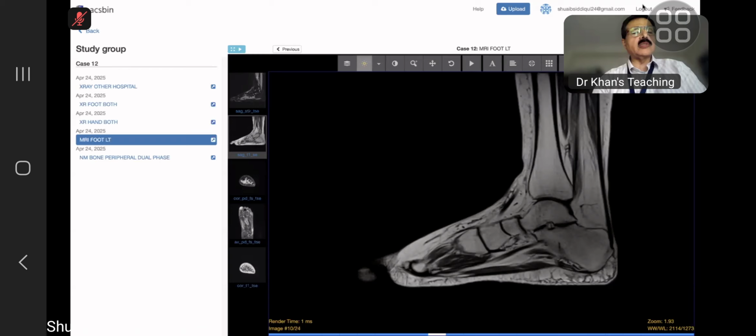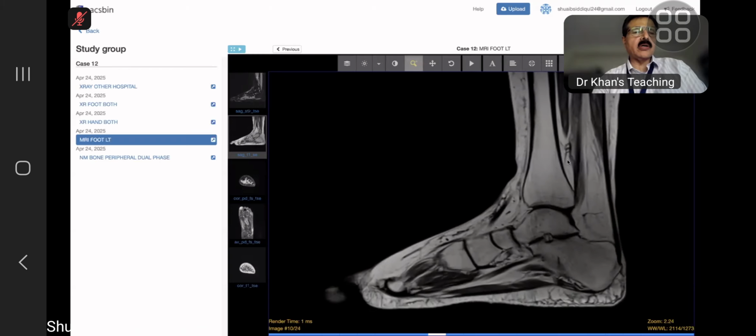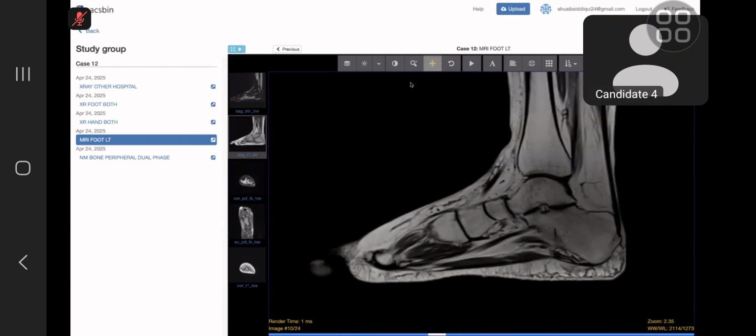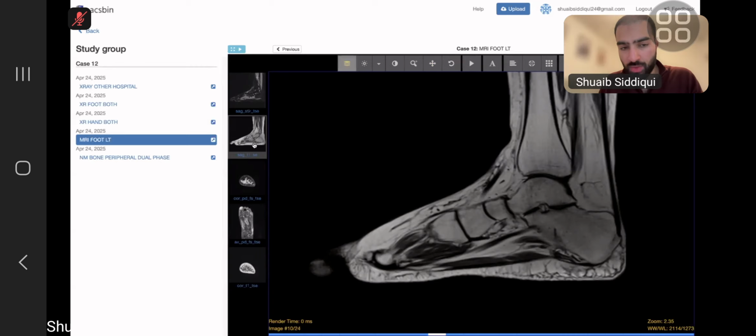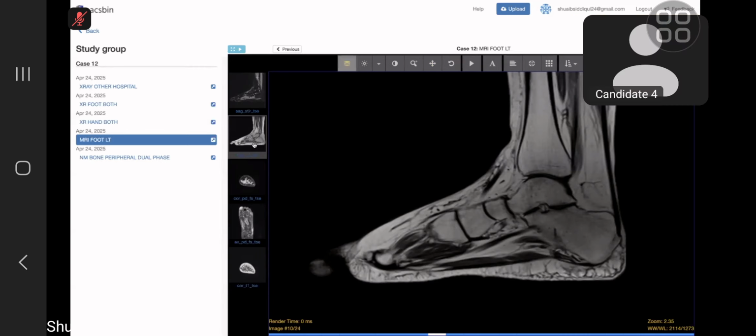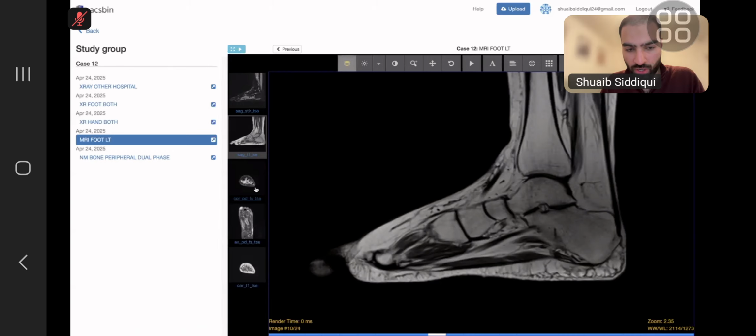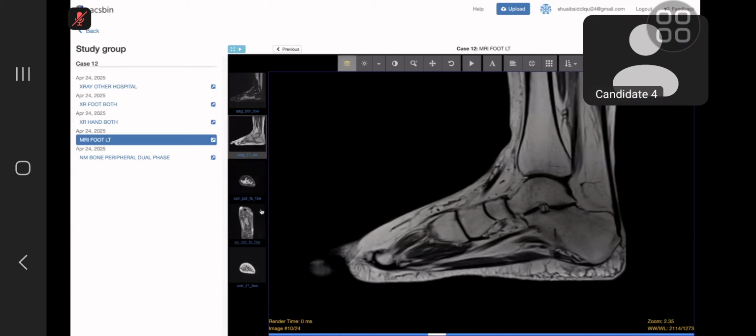You should know this before volunteering for a virus. Okay. Not to worry, that's fine. What sequence would you like to look at? I would like to see PD fat sat. Okay, so we've got a coronal or an axial. Which one would you like to look at? Candidate 4, would you like the axial or the coronal PD fat sat? Axial first.